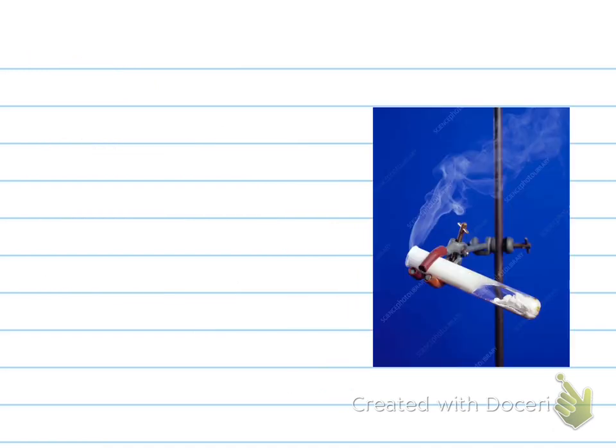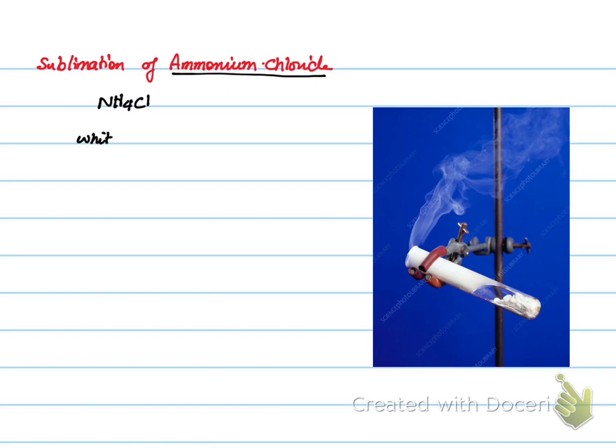Another example for sublimation is sublimation of ammonium chloride. First, what is the formula of ammonium chloride? Ammonium chloride has the formula NH4Cl. It's a white salt. It's an ionic compound containing both ammonium ion and chloride ion.